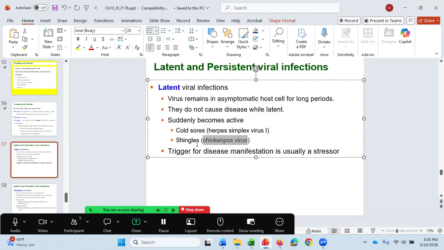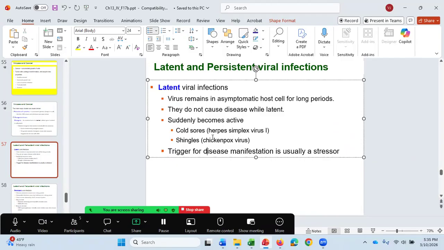There's usually a trigger for the disease leaving latency and then entering the budding life cycle, causing disease. The trigger for shingles is a stress, and it's usually just old age when the patient's immune system weakens, and then the chickenpox virus activates, which causes shingles, not chickenpox.